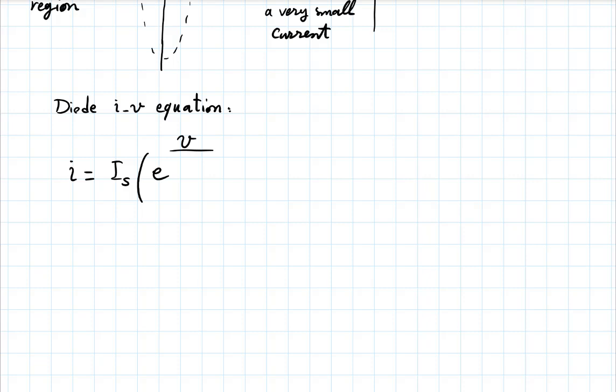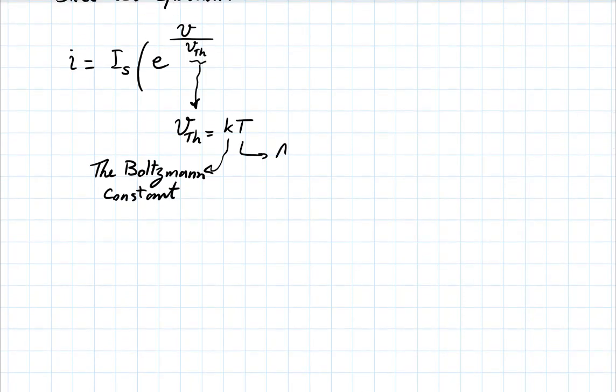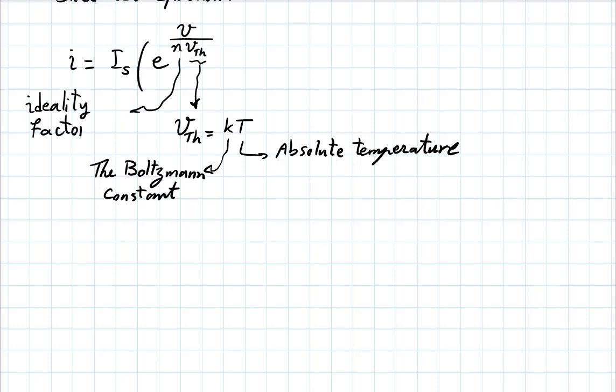That's the kT, or that thermal voltage. So this is the Boltzmann constant. This is absolute temperature. And there is sometimes this N, which is called an ideality factor. And it's something between 1 and 2, maybe, for a lot of diodes.